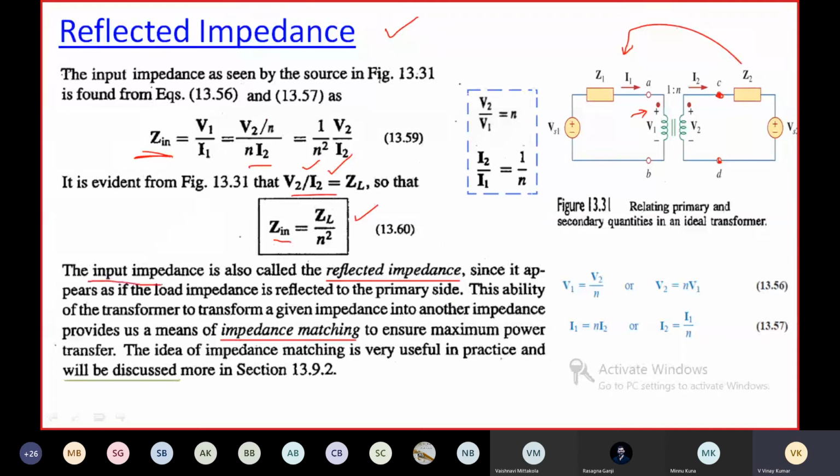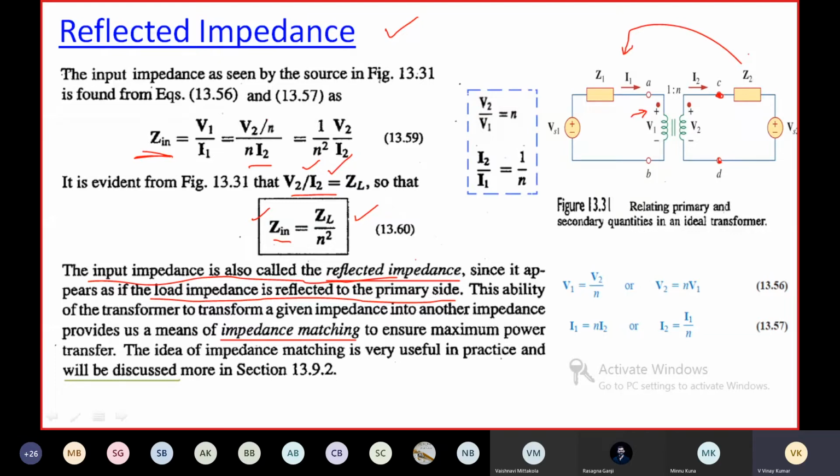The input impedance is also called the reflected impedance. This impedance is called reflected impedance because we are shifting it to the primary side. It appears as if the load impedance is reflected to the primary side. We are shifting the secondary impedance to the primary side. That's why this impedance is called reflected impedance.